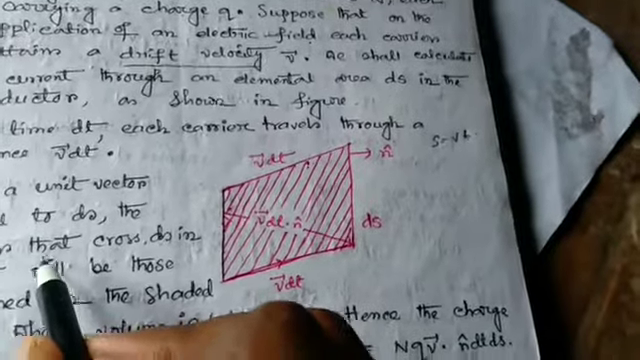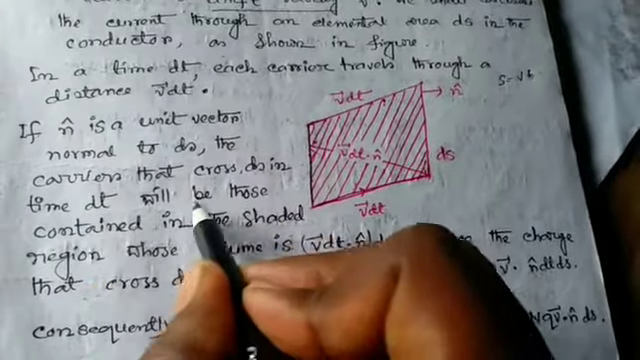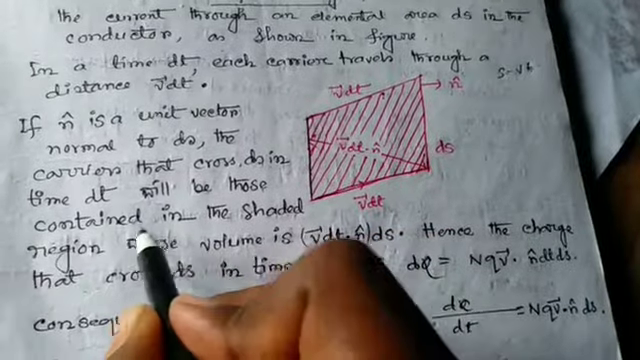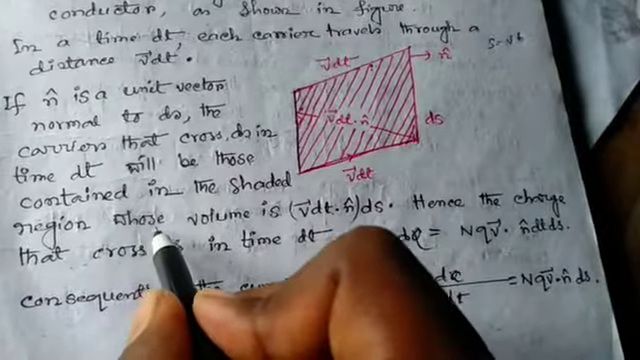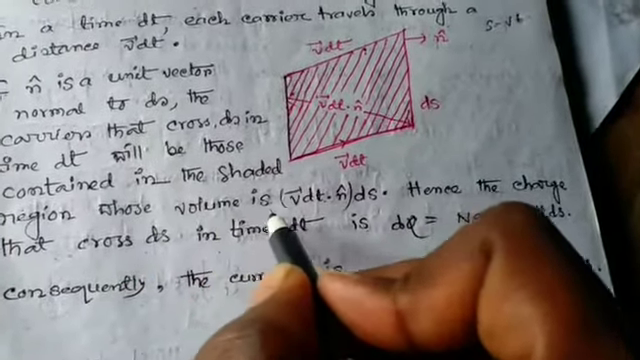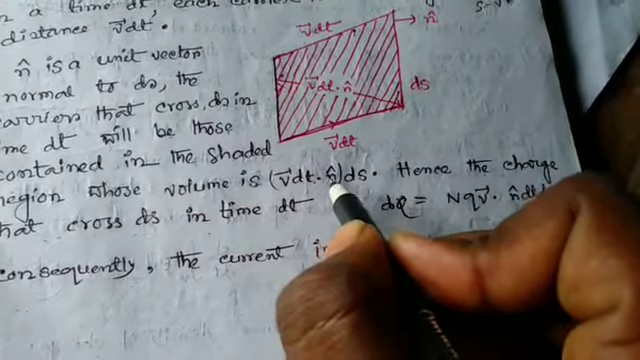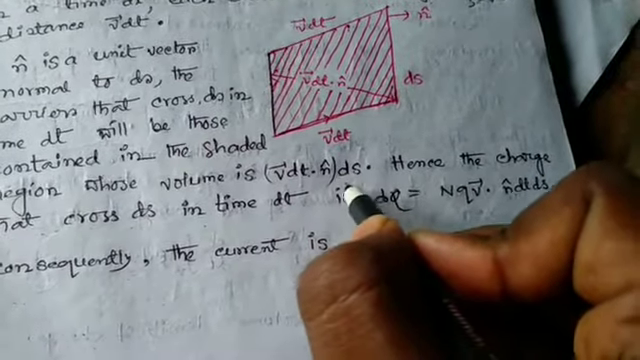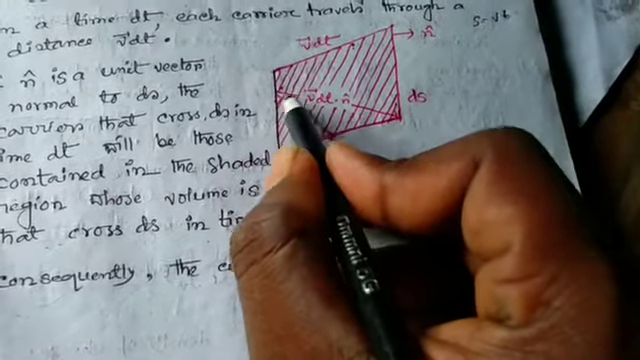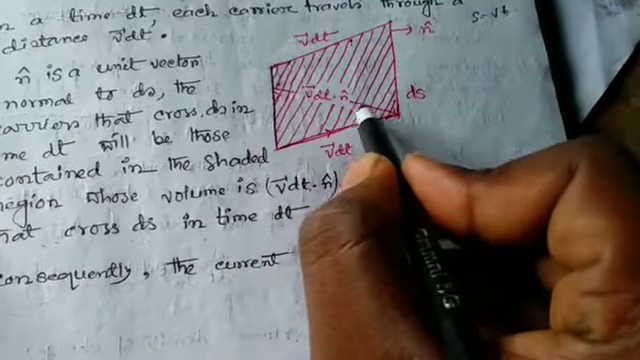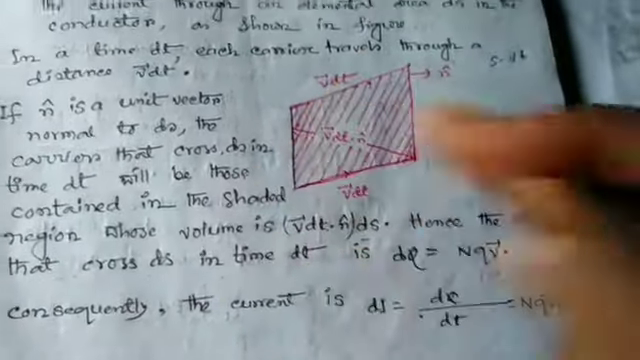The carriers that cross ds in time dt will be those contained in the shaded region whose volume is v dt dot n cap ds. This is the distance and ds is the area.